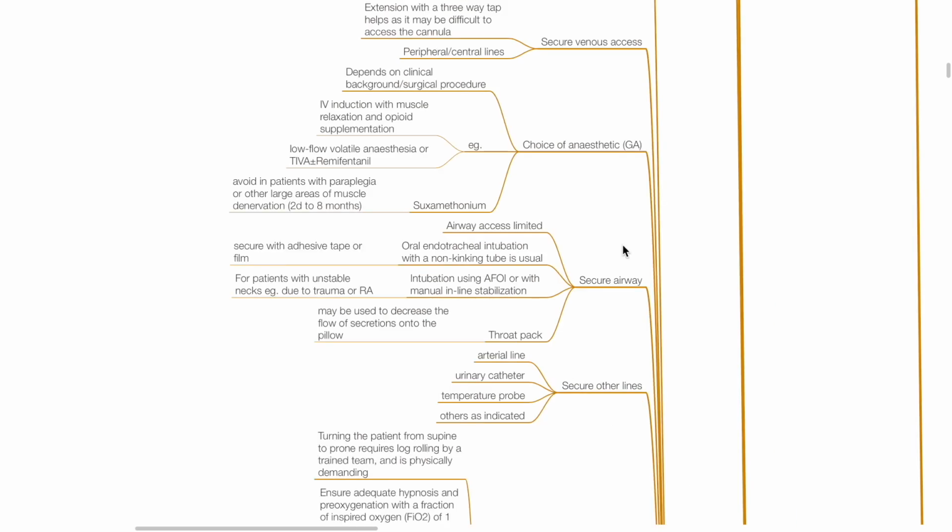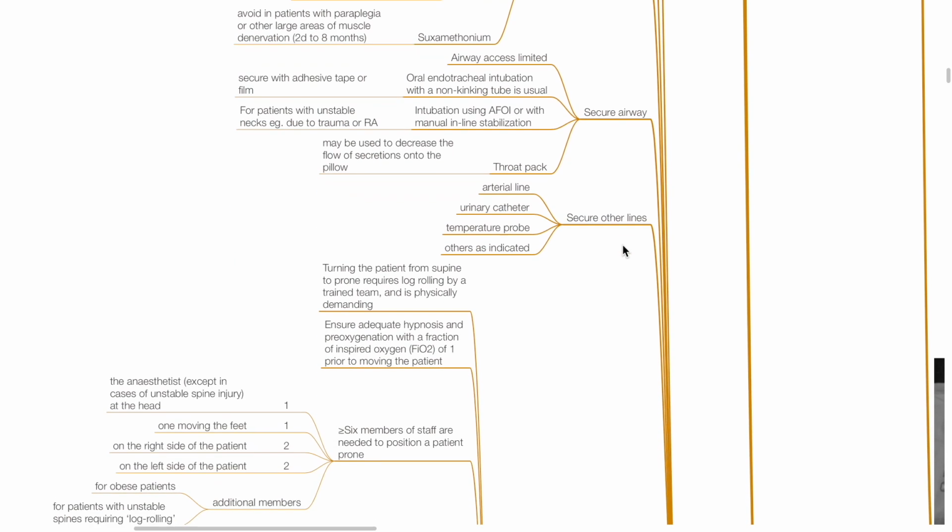Options have been discussed in a previous section. Oral endotracheal intubation with a non-kinking tube is usual, secured with adhesive tape or film. Intubation using awake fiber optic intubation or with manual inline stabilization for patients with unstable necks, such as due to trauma or rheumatoid arthritis. A throat pack may be used to decrease the flow of secretions onto the pillow.